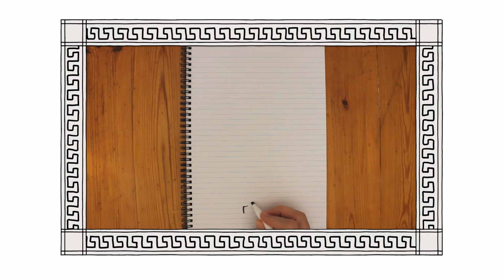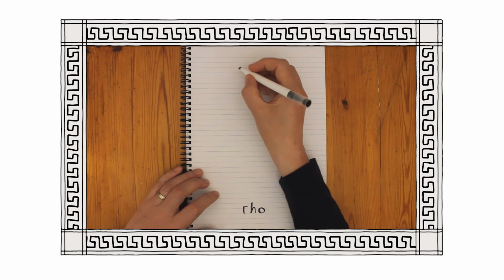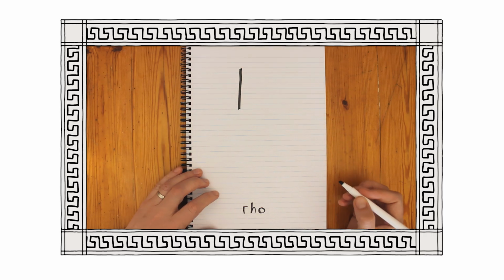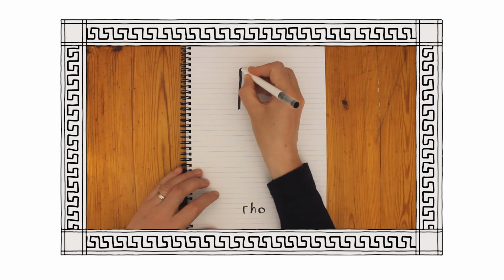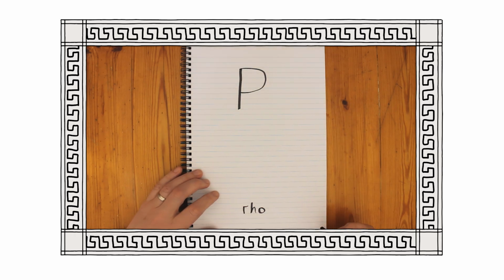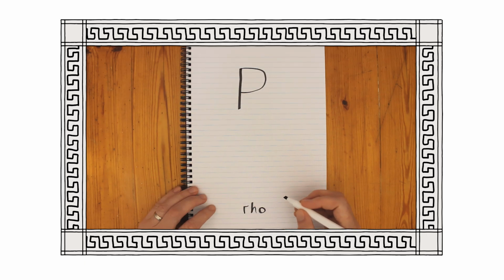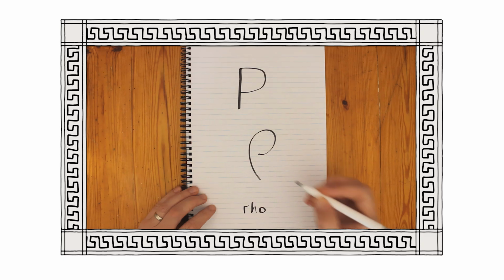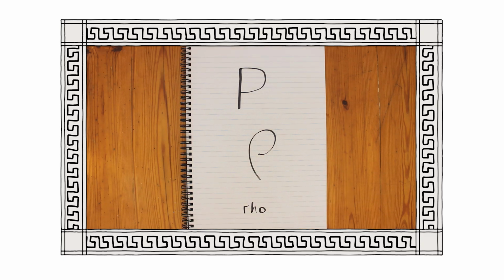Now rho. This gives us the r sound. The uppercase rho looks like an English capital P. Start top left, draw a vertical line down towards bottom left, return to top left, and draw a curve coming towards top right and then down and back left towards left middle. The lowercase is very similar, but create the line in a more flowing motion, beginning bottom left and coming up and back round.